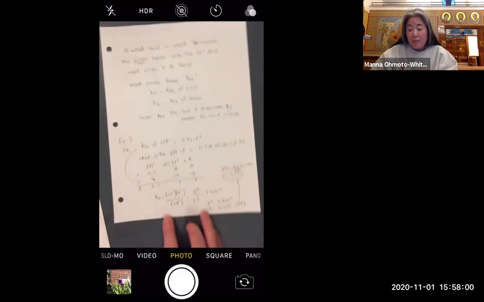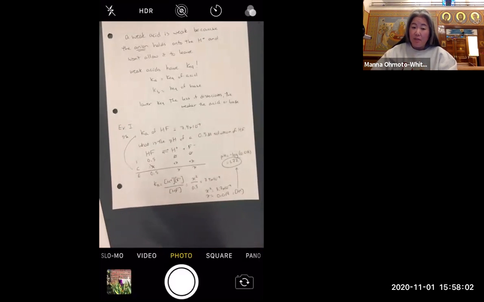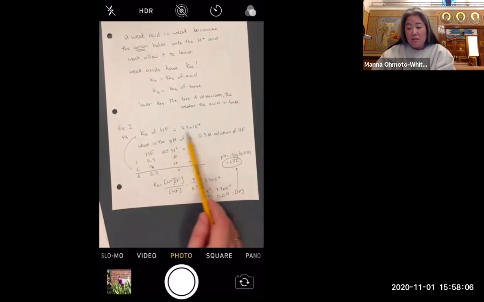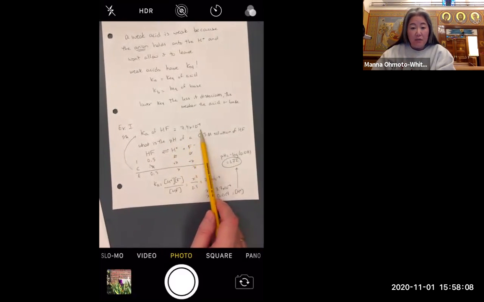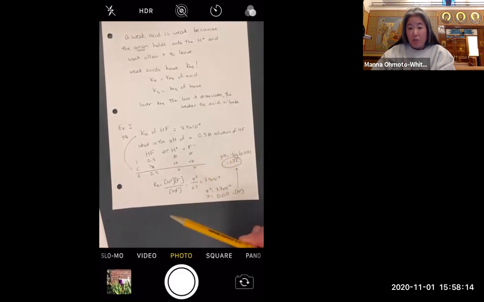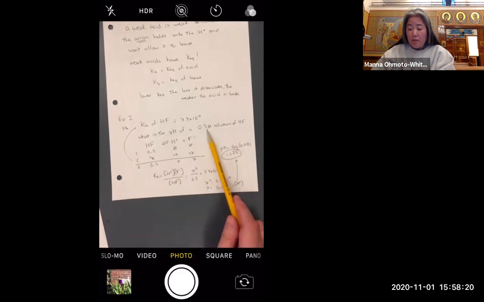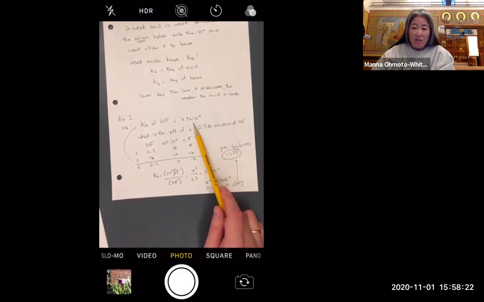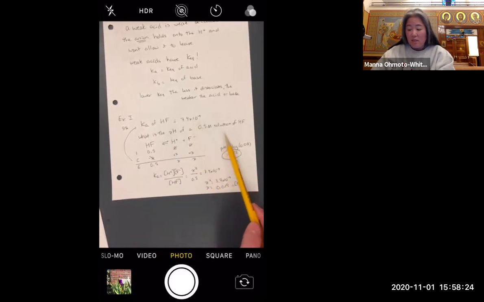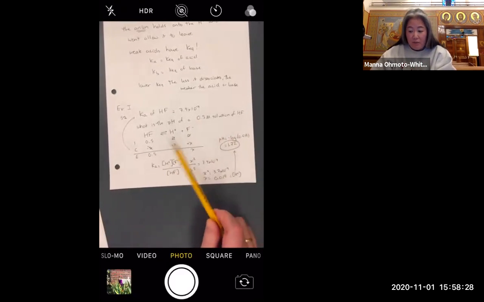So here's an example where we actually are looking at numbers now. So Ka of HF at 25 degrees Celsius is 7.4 times 10 to the negative 4th. So if I'm looking for the actual pH of that 0.5 molar solution of HF that we just talked about, I can apply the ICE box rule, and I can actually apply the 5% rule because 0.5 is at least 10 to the negative 3rd times greater than 7.4 times 10 to the negative 4th. We're close enough. So we're just going to apply the 5% rule.